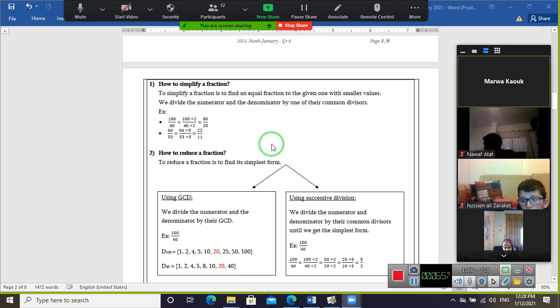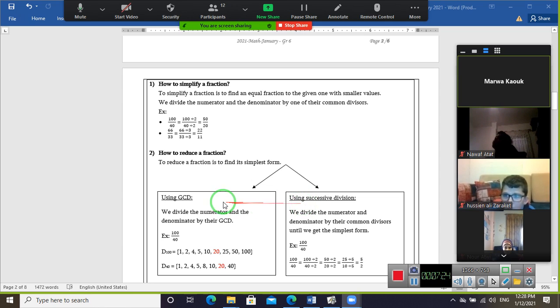I want to tell you something. There is a big difference between simplify and reduce. To reduce is to make it an irreducible fraction. To simplify, I can divide just one time. It's not necessary to get an irreducible fraction. How do we reduce a fraction? To reduce, we should use two ways. The first way is using the GCD. The second way is using successive division.